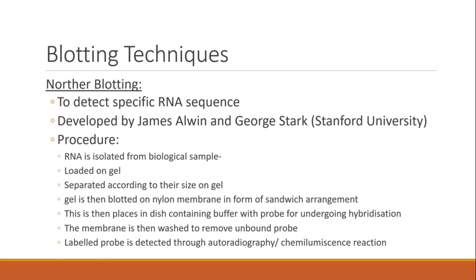Then after this electrophoresis, which forms one part of the blotting technique, you have a separated composition of the sample on the gel. Now the gel is blotted on a nylon membrane in the form of a sandwich arrangement, which is then placed in a dish which contains the buffer. In this buffer you have probes of different fragments which are complementary and could bind to the given sample, and therefore lead to hybridization.